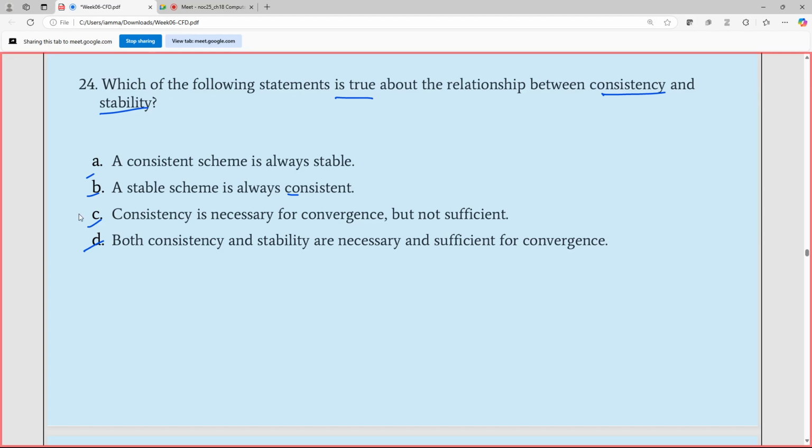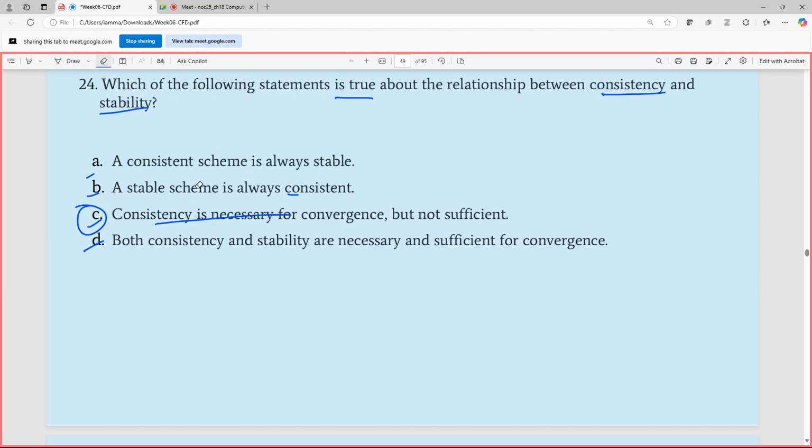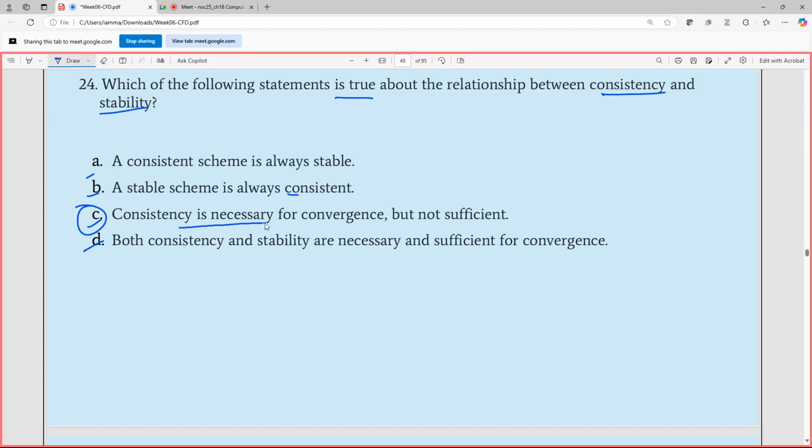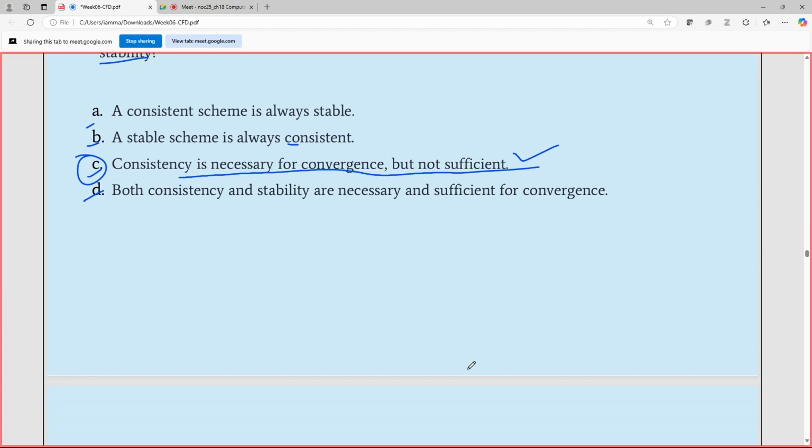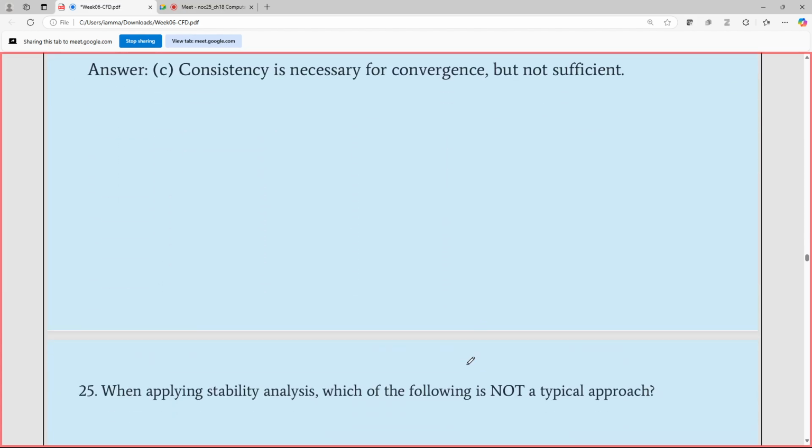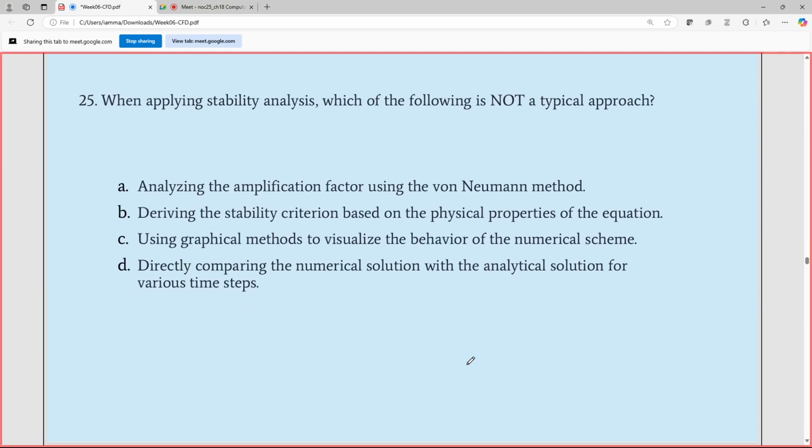Our answer is option C. That is, consistency is necessary but not sufficient. Option C is our answer. Moving on to the next question.